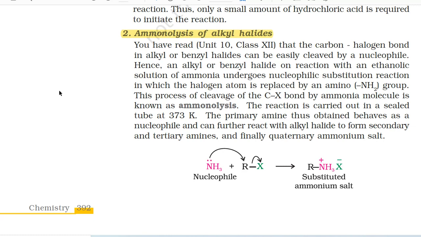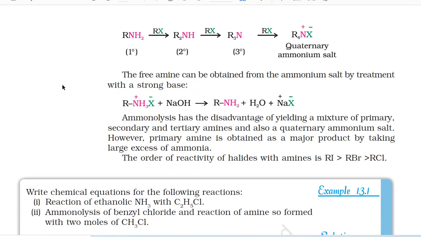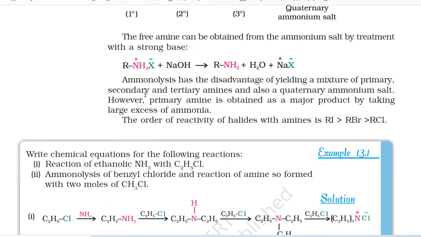The reaction is carried out in a sealed tube at 373 Kelvin. The primary amine thus obtained behaves as a nucleophile and can further react with alkyl halide to form secondary and tertiary amines and finally quaternary ammonium salt. The free amine can be obtained from the ammonium salt by treatment with a strong base.